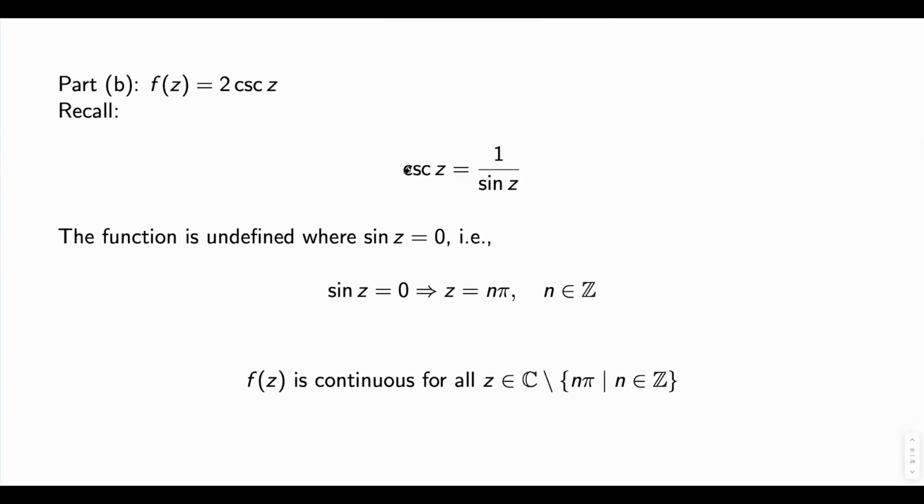Similarly, if you see, cosecant z can be written as 1 by sine z, and then sine z is undefined for every multiple of pi. Okay. So now you see, we have to remove these points from the complex plane.